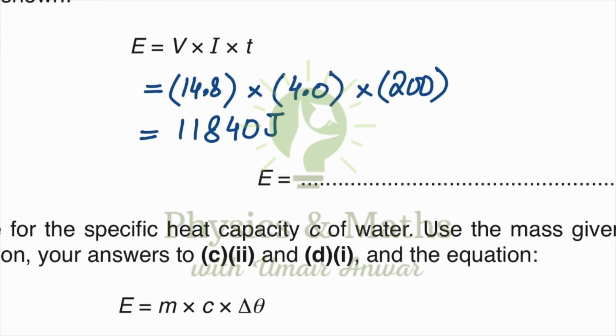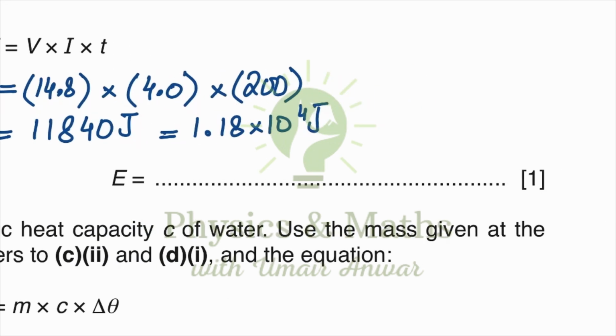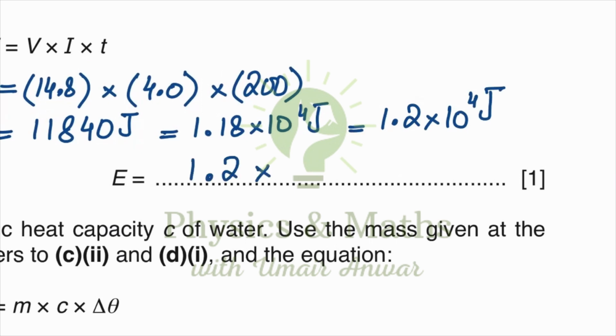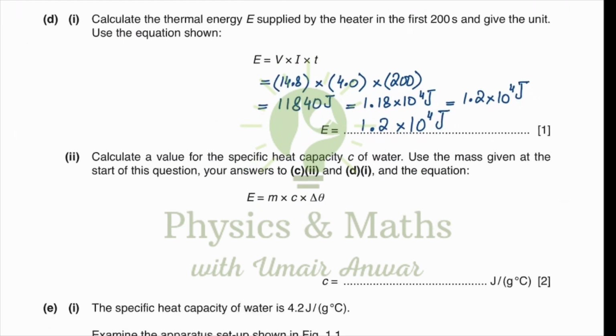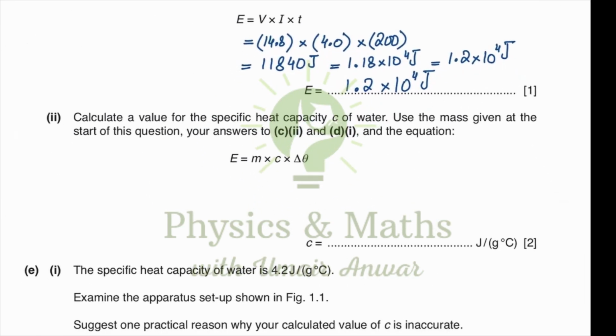11840, and if I convert it into standard form, then it could be written in 3 significant figures as 1.18 and in 2 significant figures 1.2 × 10^4 joules. So the final answer in 2 significant figures would be 1.2 × 10^4 joules. Calculate a value for the specific heat capacity C of water.